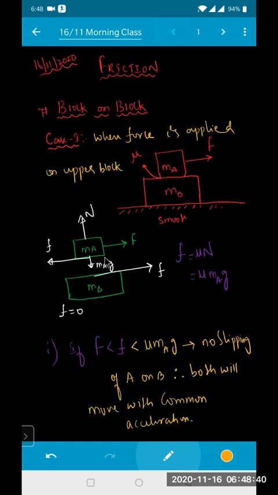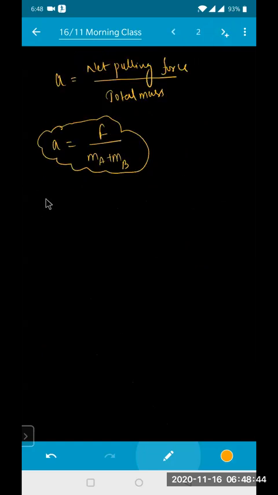So this is when your applied force is lesser than your friction. If it is greater than, what happens, beta? Number two, if your applied force, capital F, is greater than mu times M into A into G, then what happens?